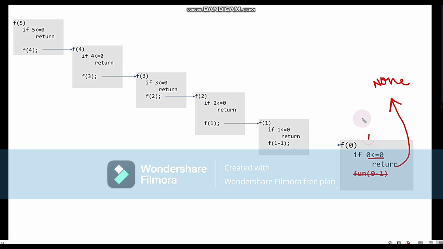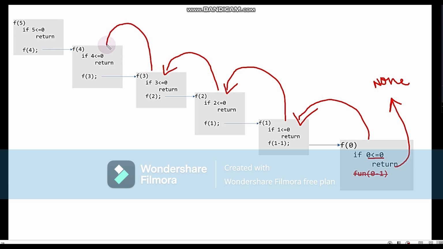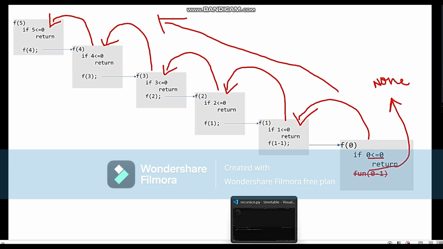So this none will be received by f of 1, and f of 1's result will be returned to f of 2, and f of 2's result will be returned to f of 3, and f of 3's result will be returned to f of 4. In the same way f of 4's result will be returned to f of 5. As this is returning none, the none will be returned everywhere throughout this function. So we will be not getting anything in the output. Let me just code this down and explain you.